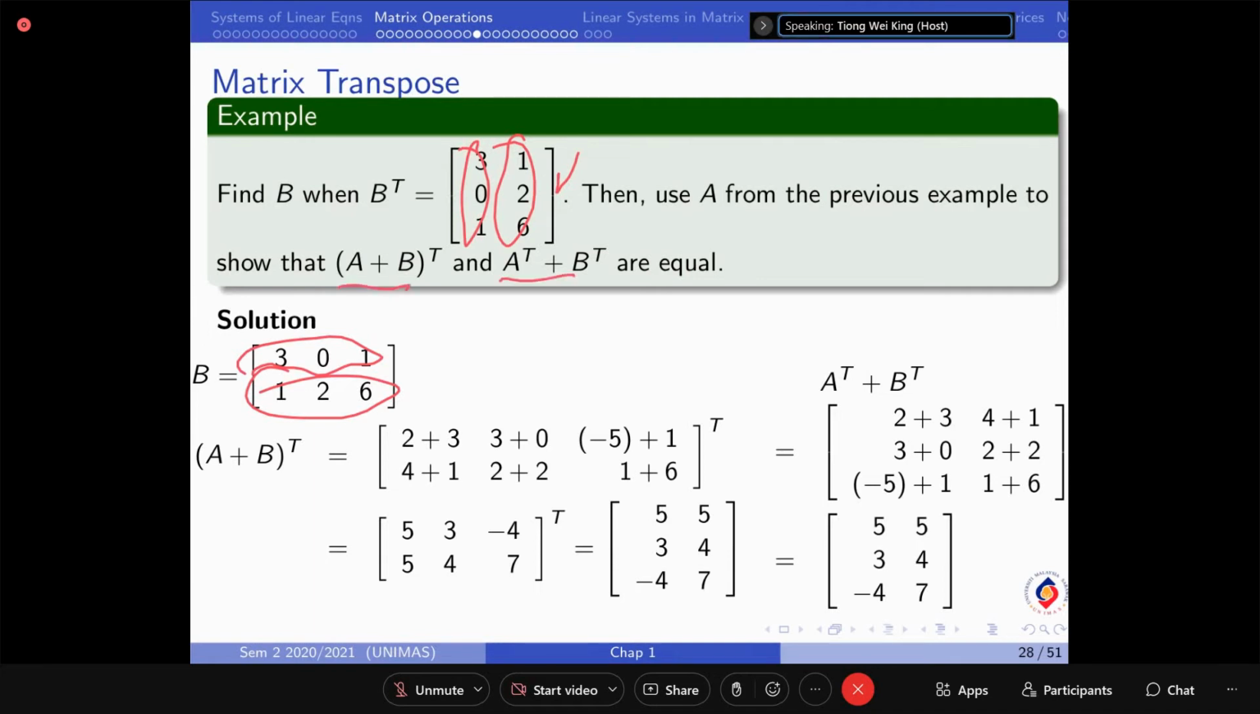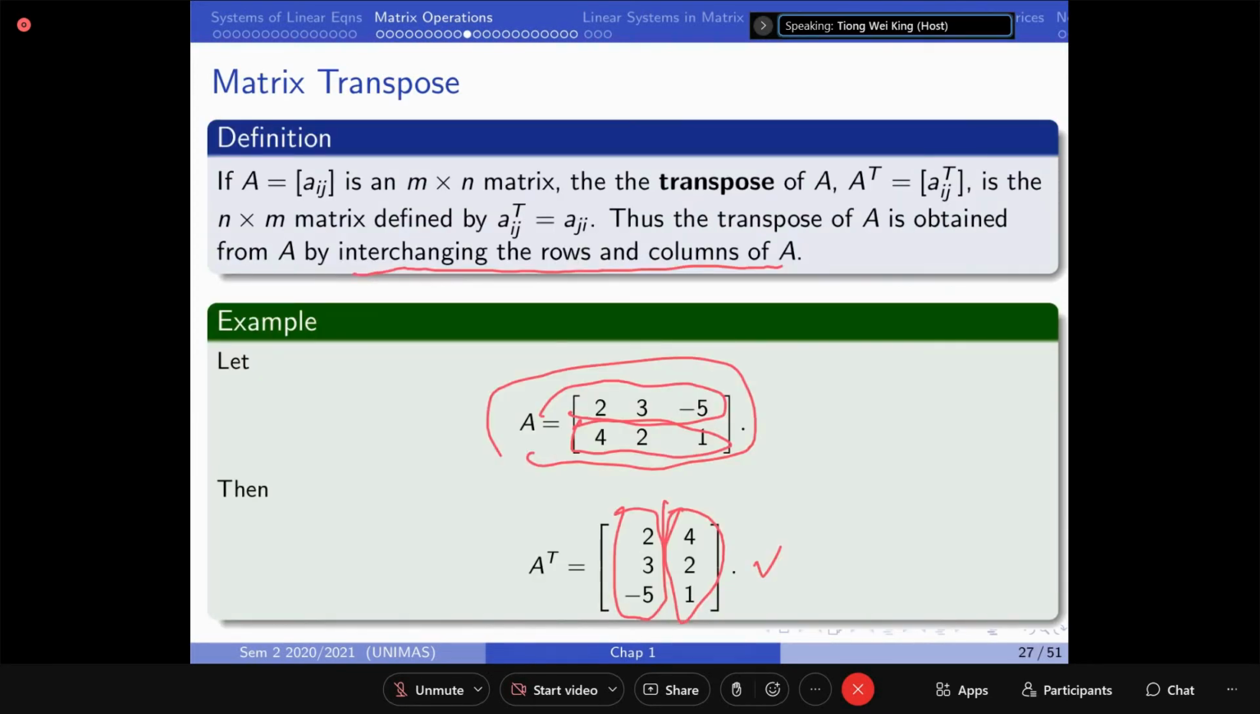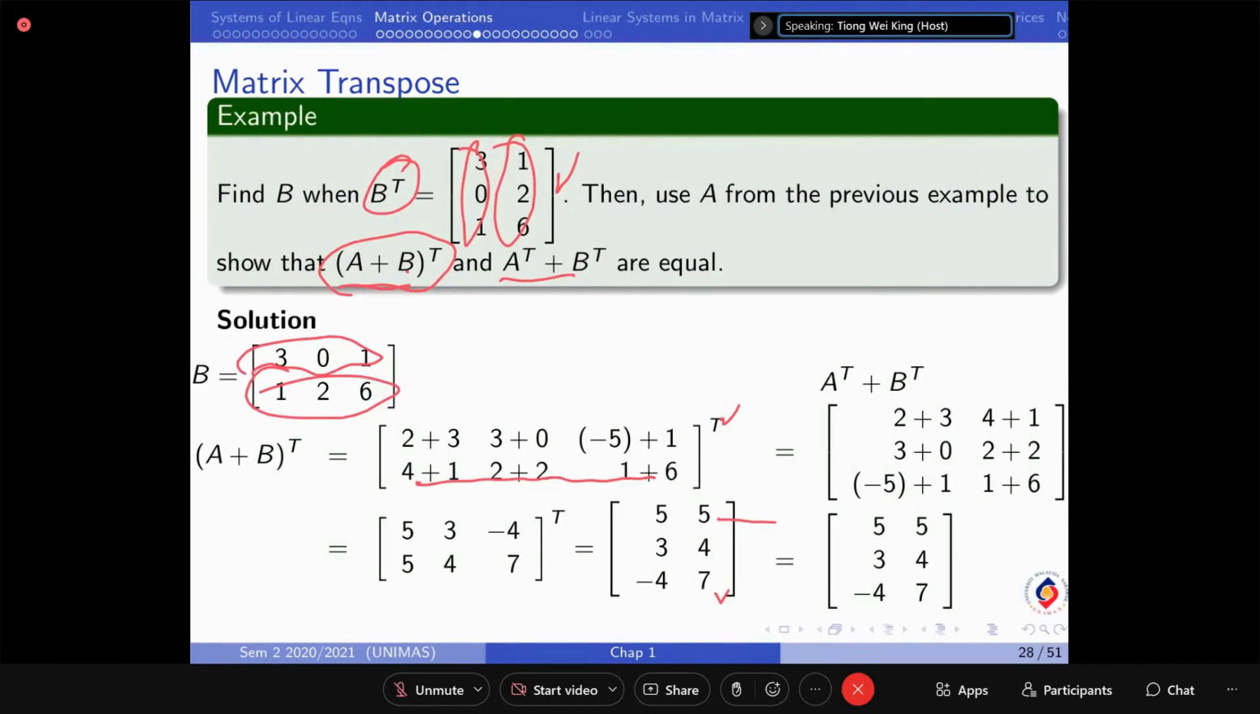So show that these two are equal. Basically you find the values for (A plus B) transpose. So A plus B, you do the addition first, and then the transpose. And then the second one is A transpose plus B transpose. So this is B transpose, and this is our A transpose. So you do addition, you get the same answer. Okay, so the conclusion is that these are the same.